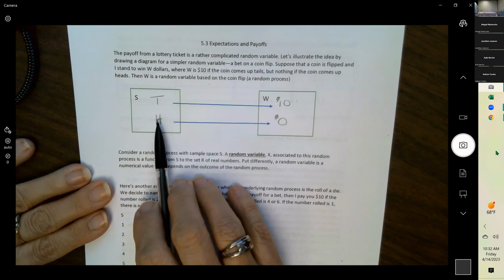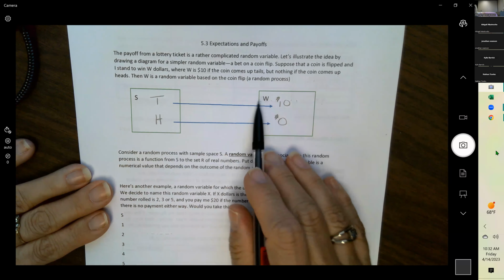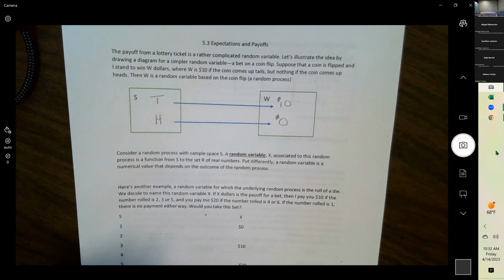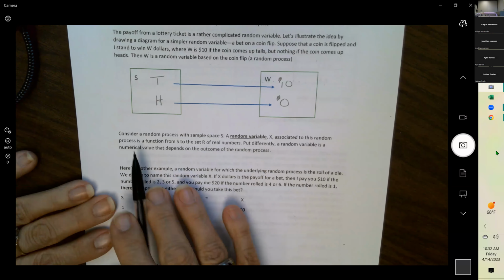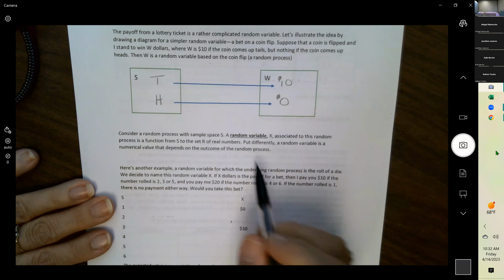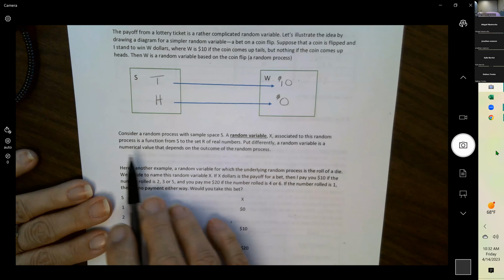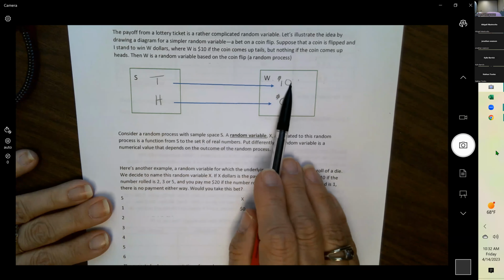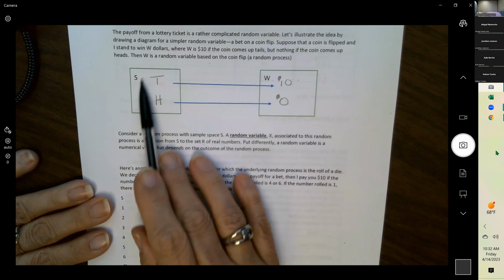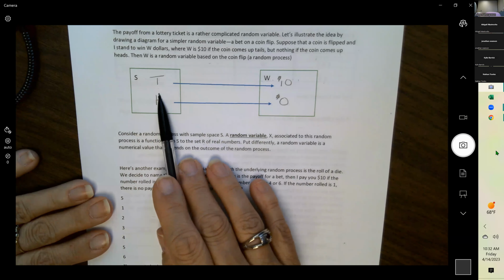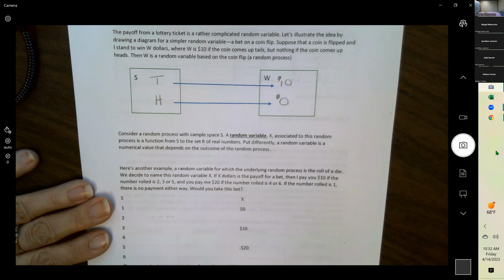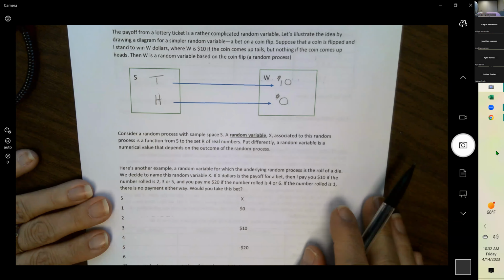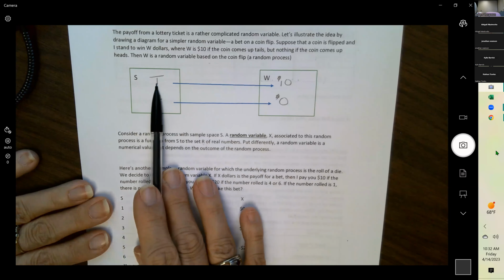So our sample space was tails and heads. W was our winnings, and they'll use different variables. Usually they try to make the variable stand for something, in this case W for winnings. Consider a random process with sample space S. A random variable X associated to this random process is a function from S to the set R of real numbers. So tails goes to 10, heads goes to 0. They're taking that qualitative data and making it numerical. Put differently, a random variable is a numerical value that depends on the outcome of a random process. So the $10 depends on whether you toss tails or heads.